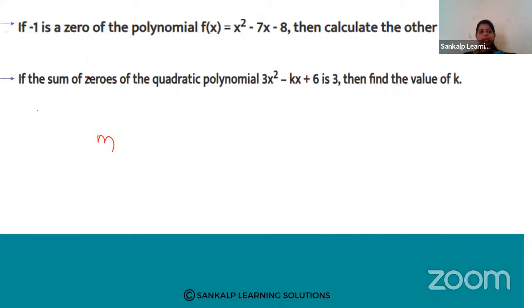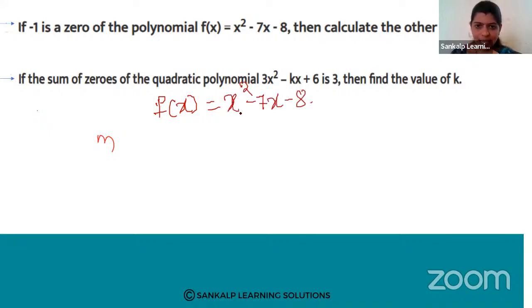Next, if minus 1 is a zero of the polynomial p of x is equal to x square minus 7x minus 8, then calculate the other zero. That means one zero they have given. We have to calculate the other zero. Yes, fast. f of x is equal to x square minus 7x minus 8 is there. So one zero is minus 1. We need to calculate the other zero.